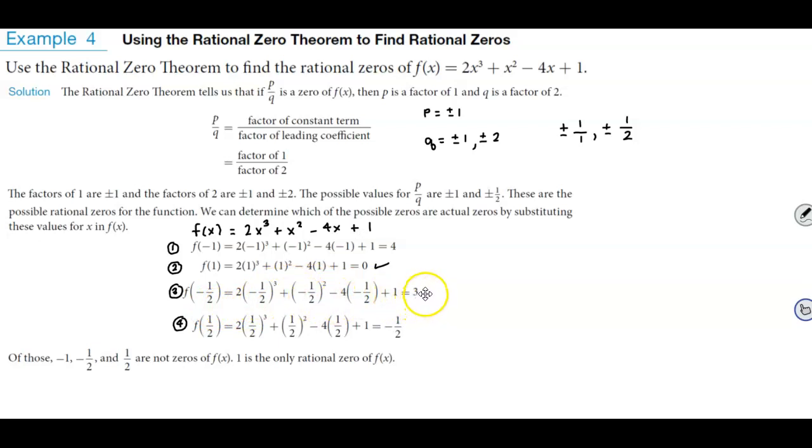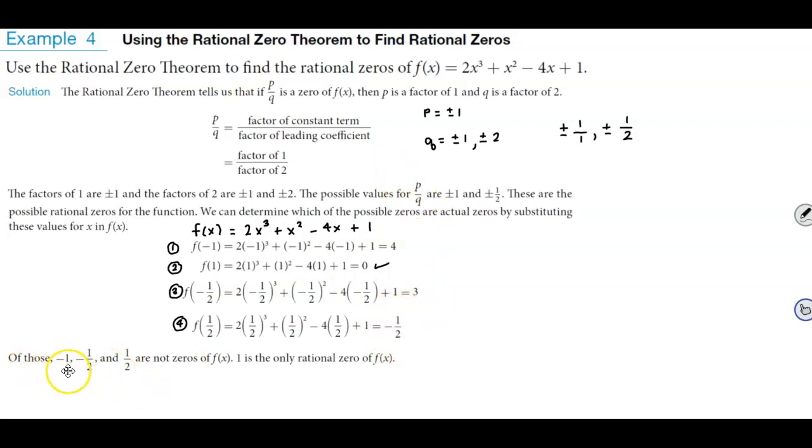Now, if we try -1/2, if we plug in -1/2 for each value of x, then we end up getting a value of 3. So the remainder is 3. And since we get a remainder of 3, it's not a rational zero. And for the last one, which is positive 1/2, if we plug that into the function, we get a remainder of -1/2. So again, because we do not get 0, it's not a zero of that function.